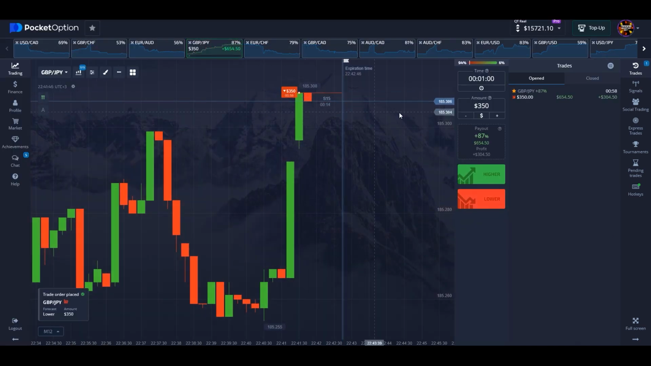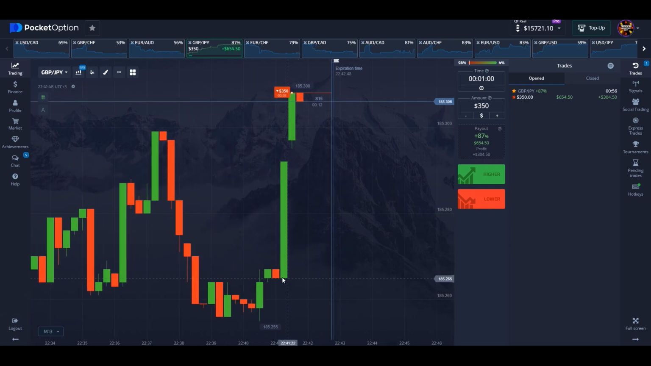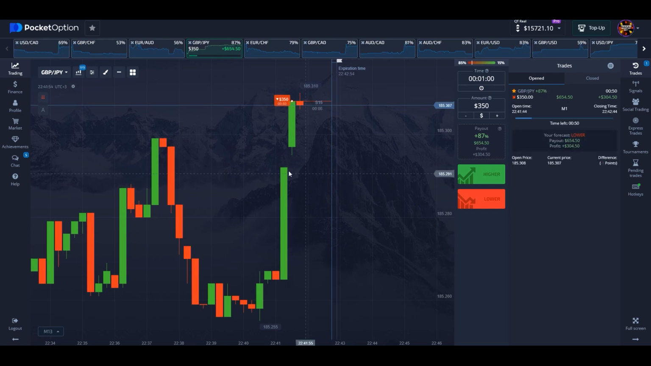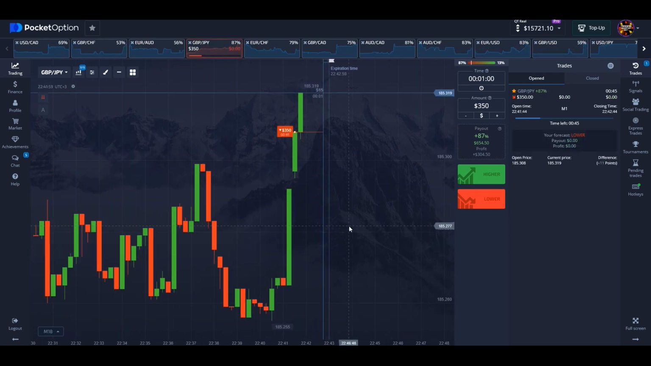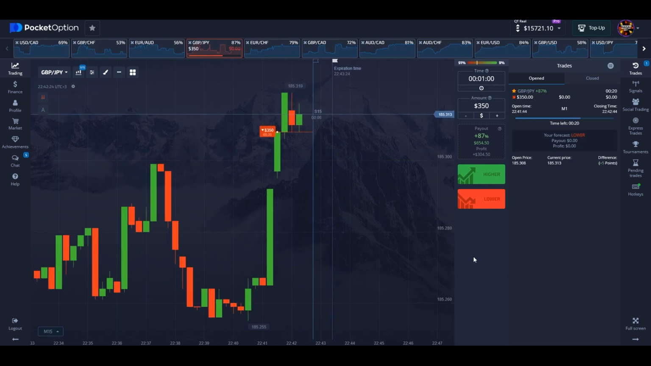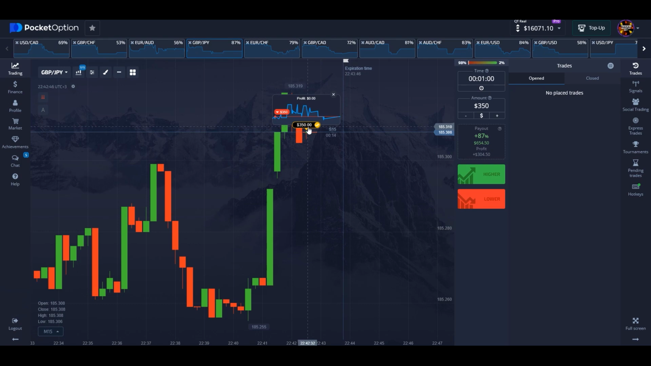Right here, I open a sell trade, because there was such an impulse movement and a new candle just opened, and I had time to enter the deal. The deal closed at the same level, so my balance just remained at zero.